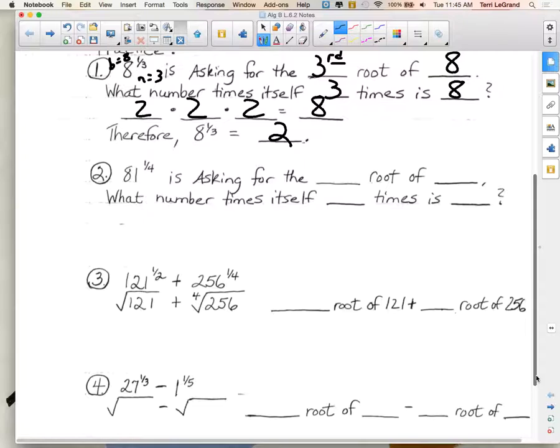So 81 to the 1/4 power is asking for which root? The 4th root. It's asking for the 4th root of what? 81.